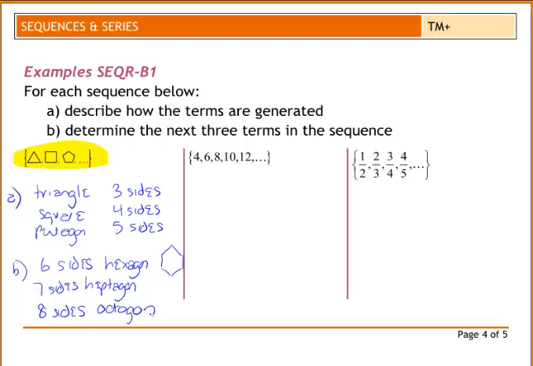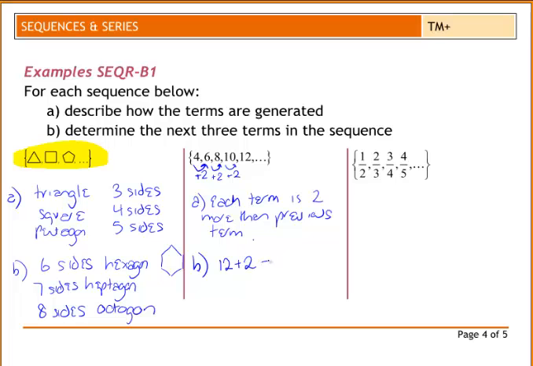Okay, the next one, 4, 6, 8, 10, 12. So when you're looking at this, each term is increasing by 2. So we're adding 2 each time. So part A is each term is 2 more than the previous term. And then part B, the next 3 terms, well, you'd have 12 plus 2 is 14, 14 plus 2 is 16, 16 plus 2 is 18.